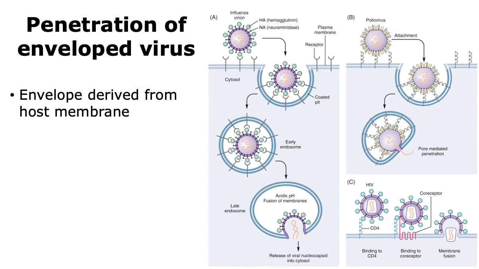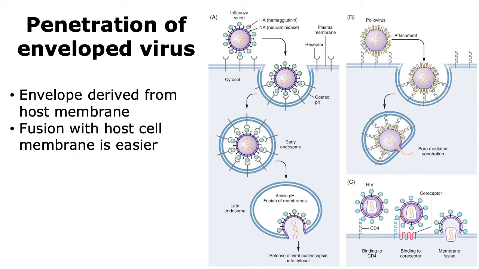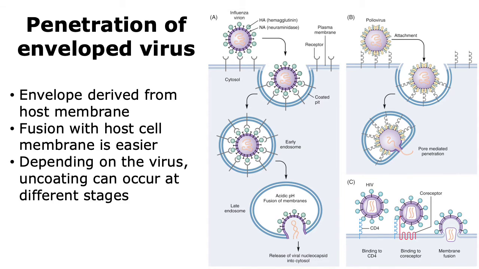Penetration is an important step in enveloped viruses as well. These viruses have an outermost envelope that they derived from the host cell that they had infected previously. This envelope helps in fusing with the host cell membrane much more easily. Now, depending on the virus, uncoating can occur at different stages of penetration.